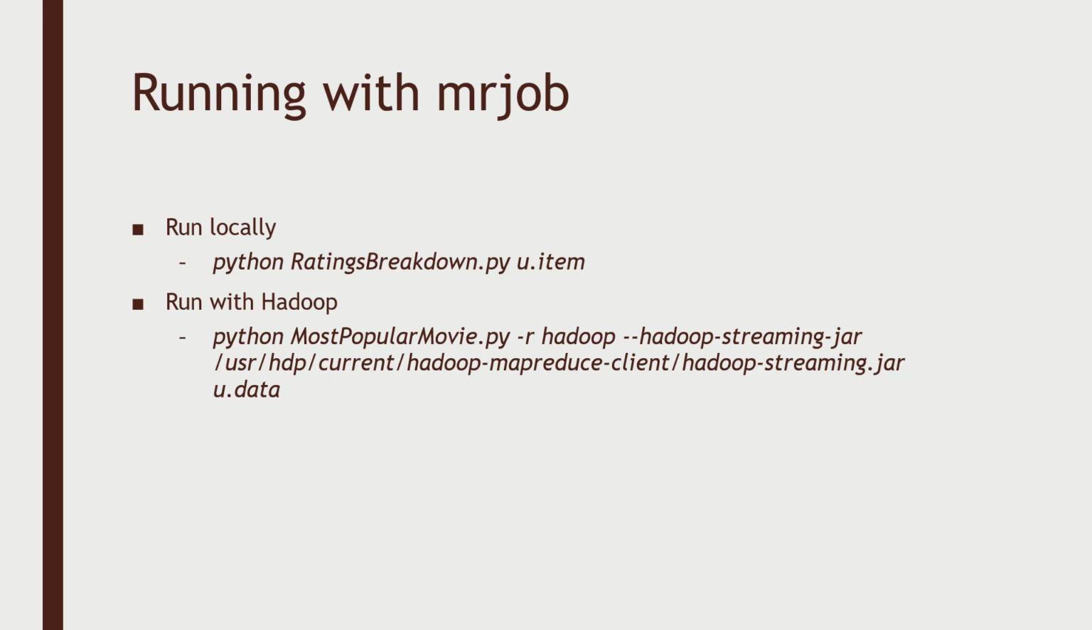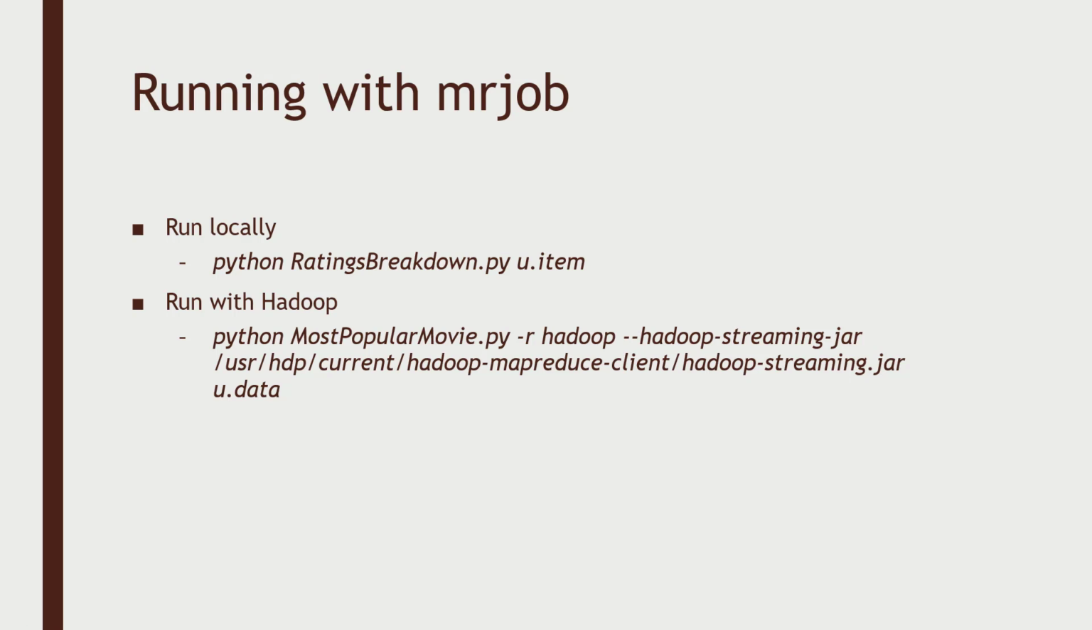Okay, we've got everything we need installed, so let's go ahead and run it. Now, with MRJob, there's a couple of ways you can actually run your MapReduce script. One is locally, and this doesn't actually use Hadoop at all. So you can just use the MRJob framework to sort of simulate MapReduce. And this is useful for just testing things out on your own desktop.